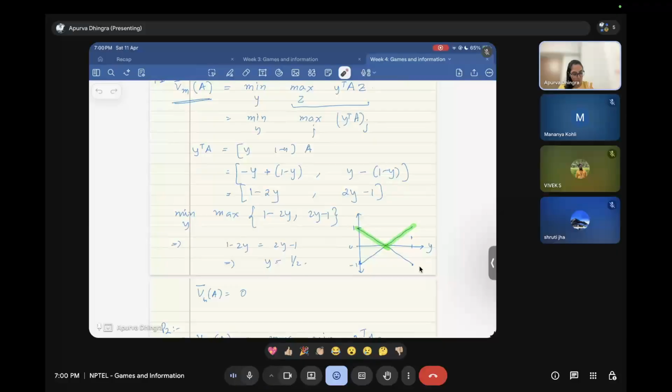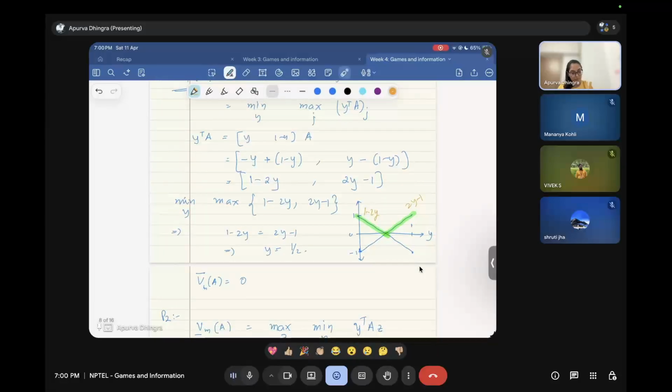So in that region, what do these two look like? Let's see what is happening here. As y is increasing, this object is increasing. That means this one must be 2y minus 1, and the other one must be 1 minus 2y.